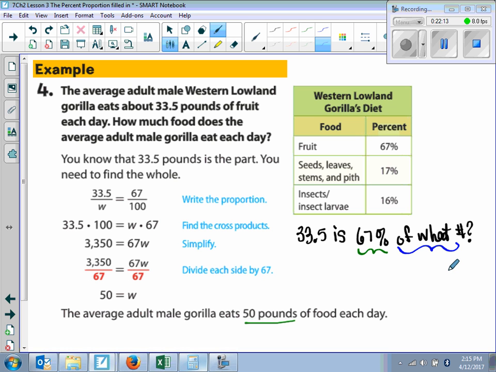Does everybody see that? So when we do that, we know that 33.5 goes in the numerator. We're solving for the whole, and the 67% that we got from the table goes over 100. So when we cross multiply, we end up with 50. Now, because this is a word problem, you must put a label on it. So it's not just 50, it's 50 pounds of food. Is everybody clear?